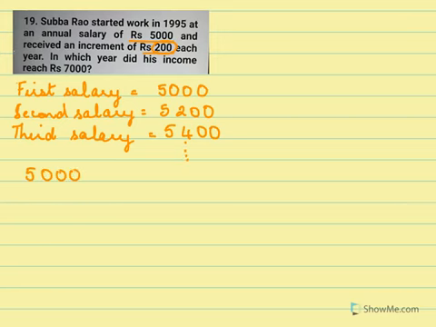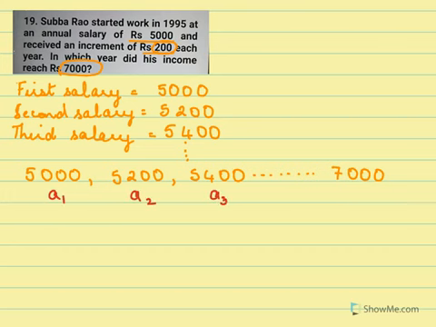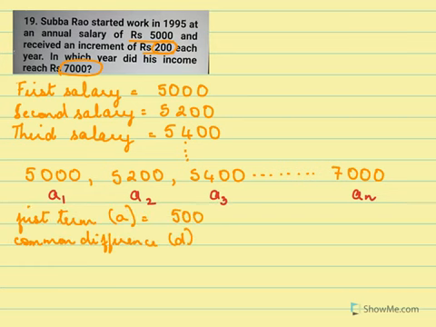So if you see, his salary is in AP. First term, this is for the second year, this is for the third year, and it goes on. Now our question says, in which year will he earn 7,000? We must know in which year. So here is our a1, first year, second year is the second term, third year, and this is which year? We need to find this, so an. The first term is 5,000, that is the first salary. The common difference is 200 because he gets an increment of 200 every year. And in which year does he get 7,000? So our an is 7,000.